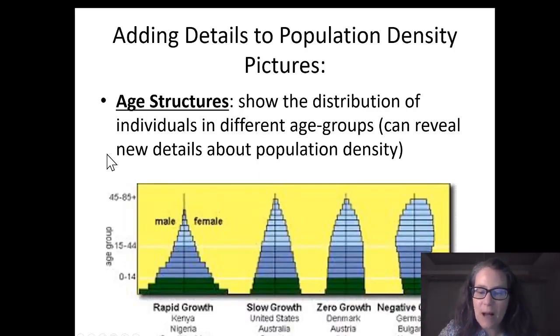Now, adding to population density, sometimes when scientists collect different species, they'll actually note the age. So you can tell sometimes when it's a newborn or a juvenile, reproductive age, and then maybe an older individual. And then we can plot an age structure. An age structure shows the distribution of individuals in different age groups. And this can reveal how fast or slow our population is growing.